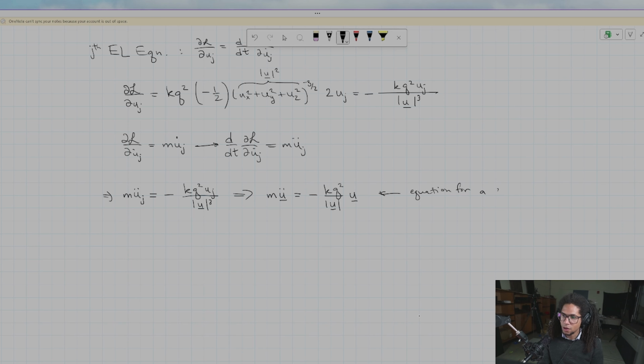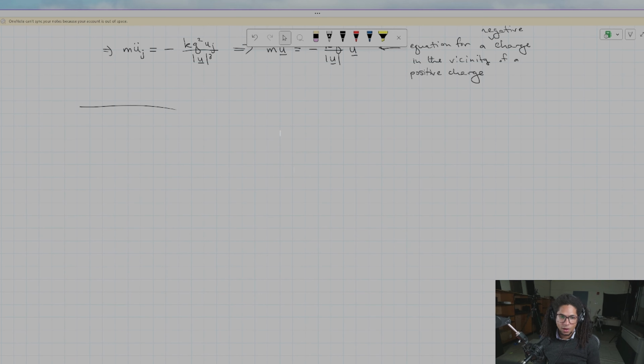And this, in fact, is the equation for a charge, a negative charge, in the vicinity of a positive charge. So we don't need to change anything to be able to deal with this case in 3 dimensions. That's pretty cool.